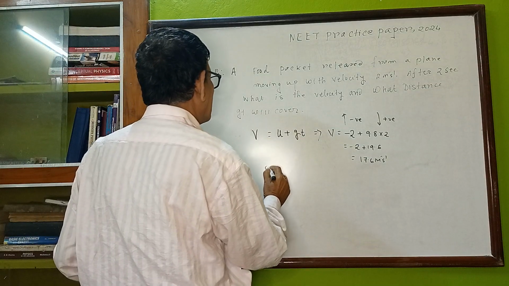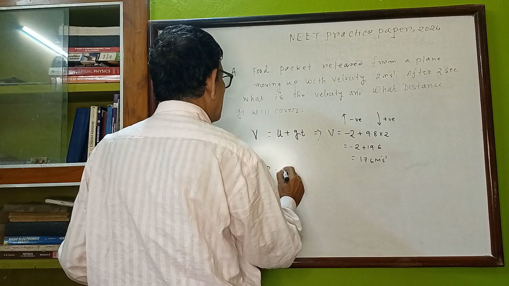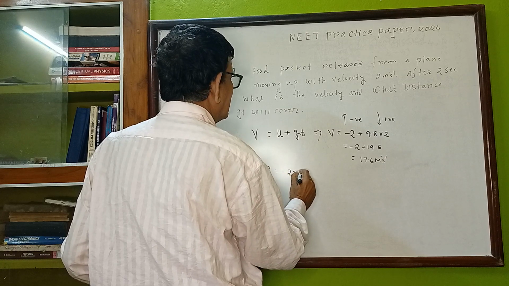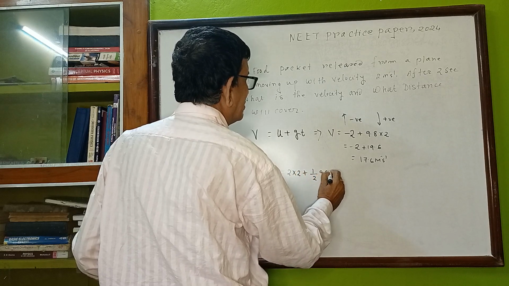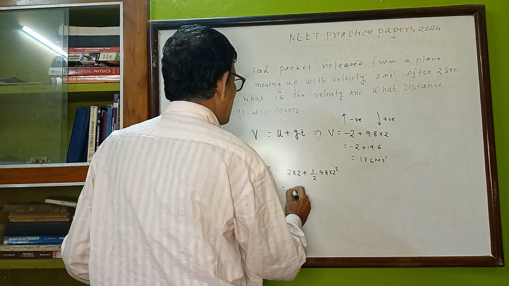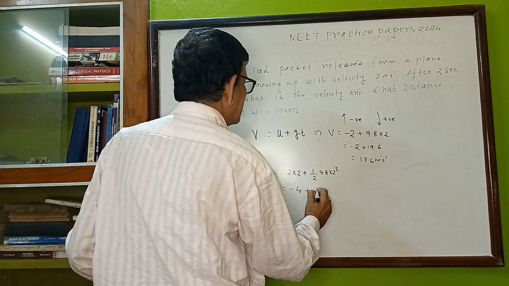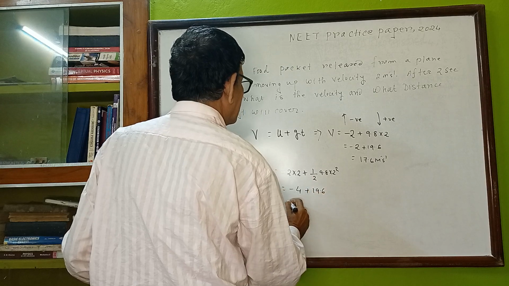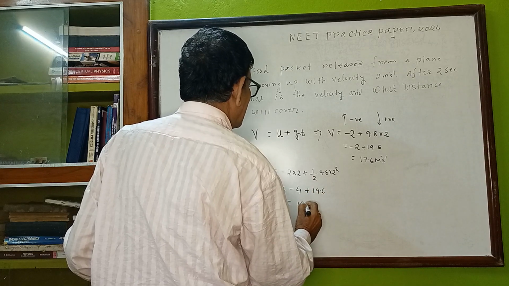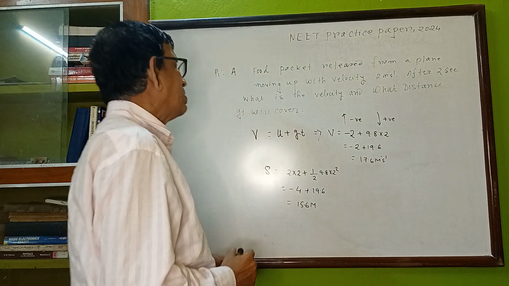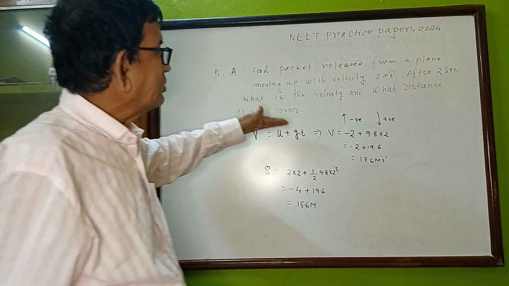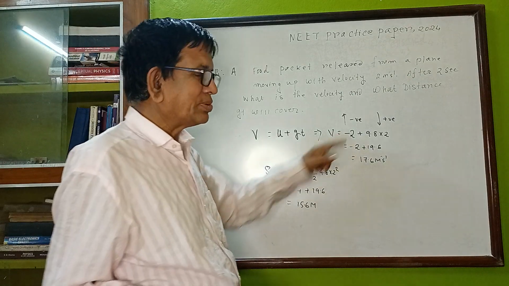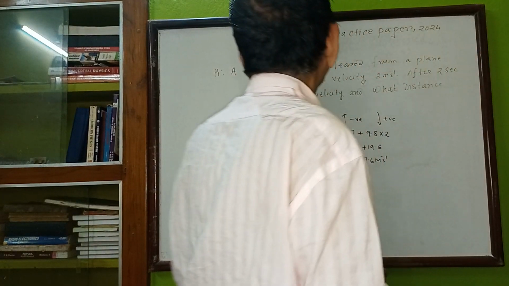And S equal to minus 2 into 2 plus half 9.8 into 2 square. So minus 4 plus 19.6, that is equal to 15.6 meter. So downward it will come 15.6. So when the body is moving up with a velocity, this velocity you take as negative. Okay. Next problem I am doing for you.